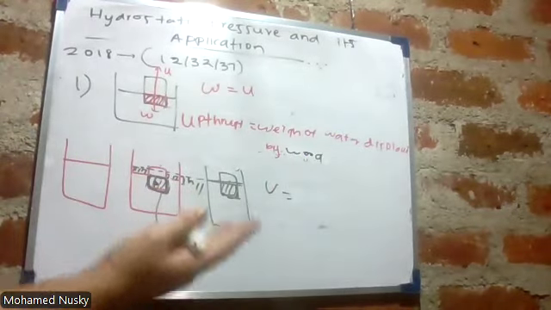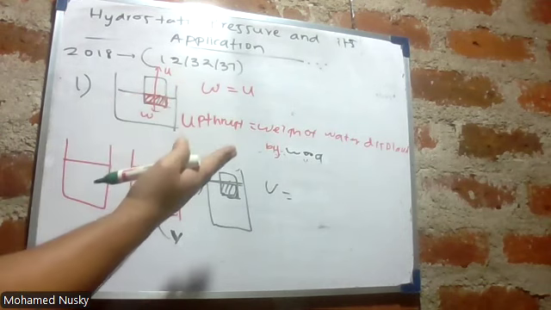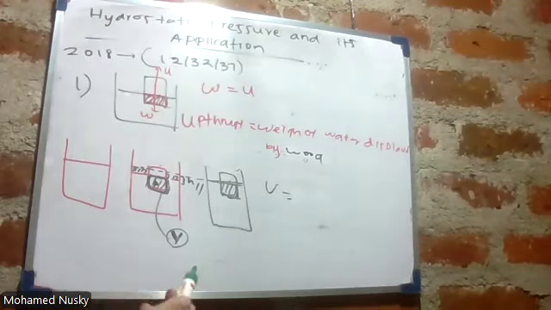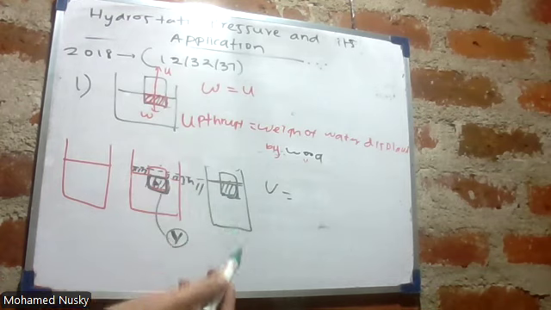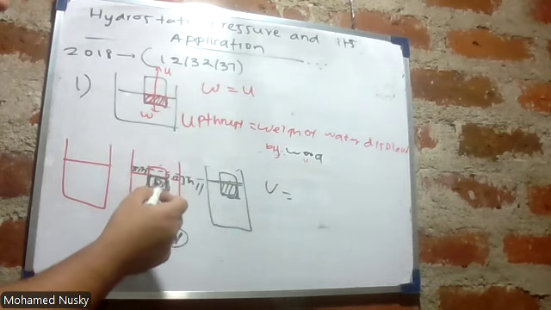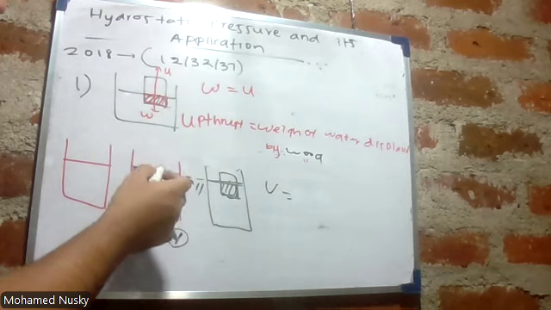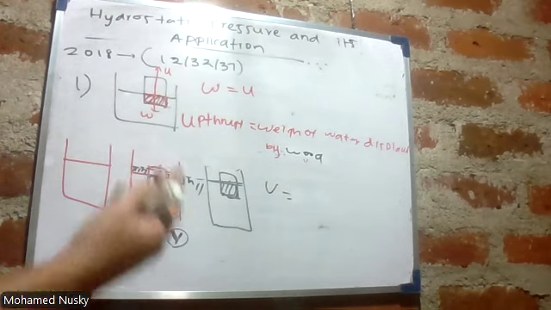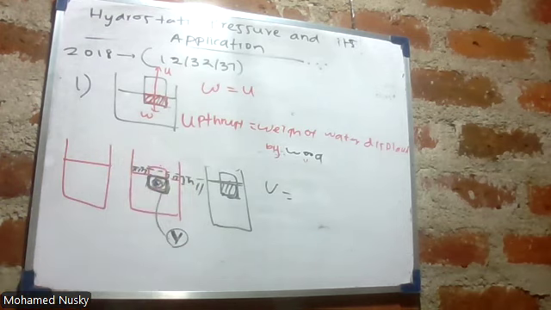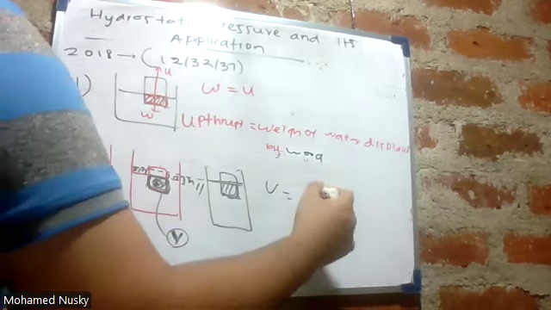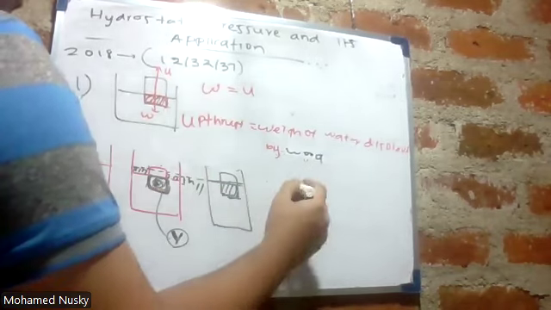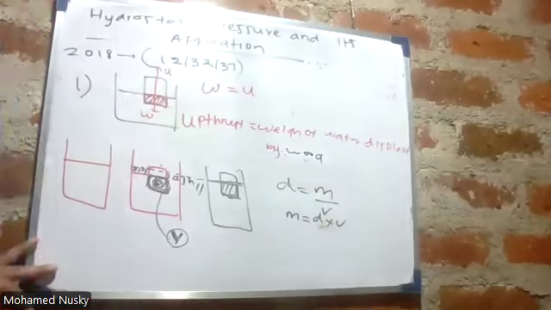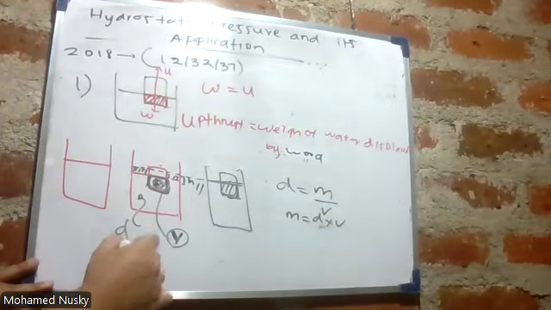Now, what is the volume of water displaced by this wood? That is equal to V; I am taking this as V. This V is equal to the volume of the wood in the water. Volume of wood in the water is equal to the volume of water displaced by this wood. Density is equal to mass over volume, so mass is equal to density into volume. Now, let me take the density of water as D.